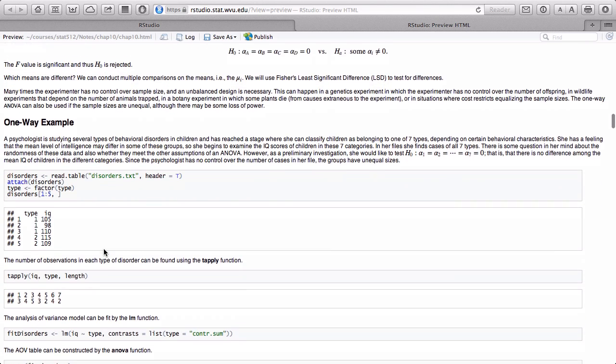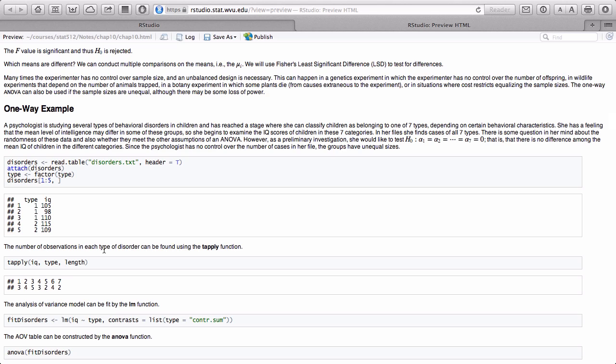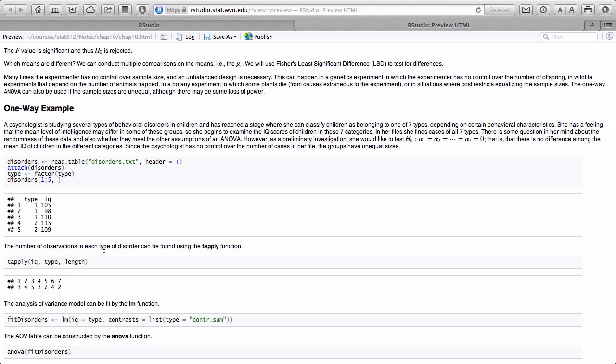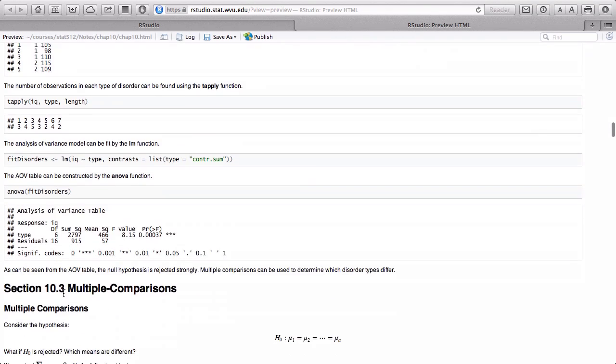Now, there's another example here where we have, this is doing it to a psychologist, and we have behavior disorders. And so this is just a little bit of the data. There are actually 7 disorders, and you can see in this case that the sample sizes are quite unequal. But here we fit it, and again I'm going to use the contrast sum.